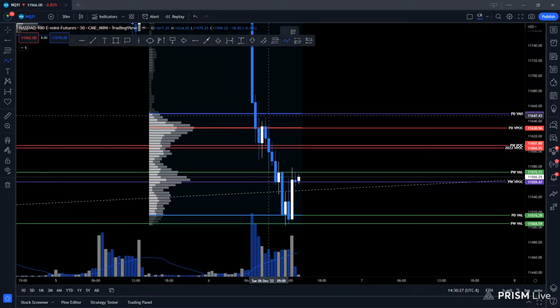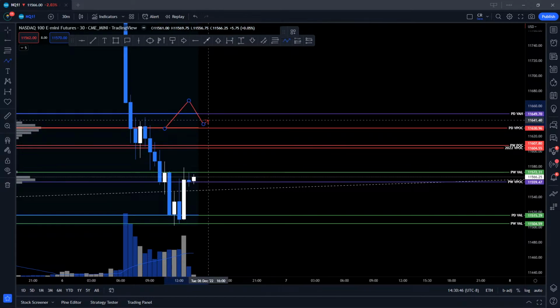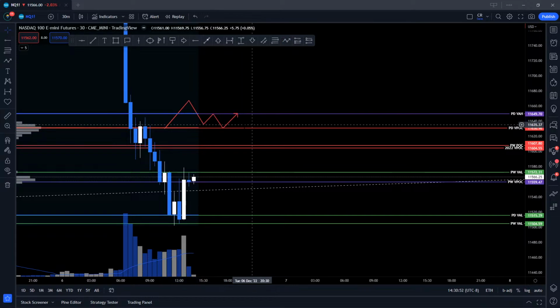The VPOC is closer to the value area high as well, and that's where the hidden shelf is. Exactly. So pretty good chance that if we were to come outside here and then come back down inside and retest, we're going to bounce there and possibly just chop through this range.